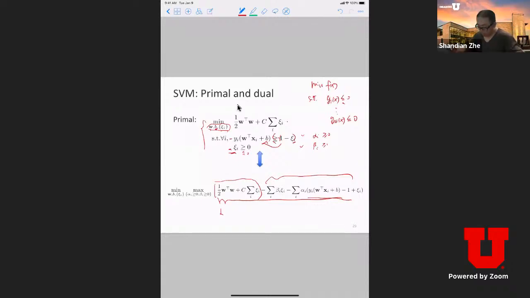And then this is a minimax optimization problem. In the inner level, given all the original variables fixed, we maximize this Lagrange form with respect to the Lagrange multipliers. And in the outer level, we minimize over W, B, and all the slack variables freely. Okay, any question regarding this primal form?